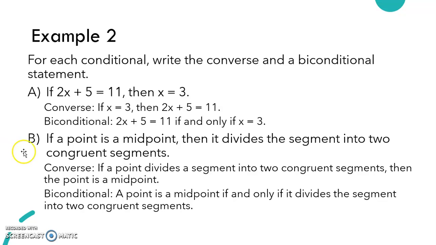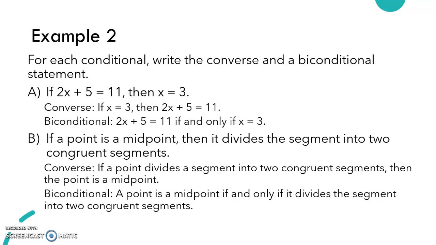In the biconditional, I would take out the if here. This if would disappear, and then the then changes to if and only if. So I would say a point is a midpoint if and only if it divides the segment into two congruent segments. Okay, next we're going to talk about truth value.